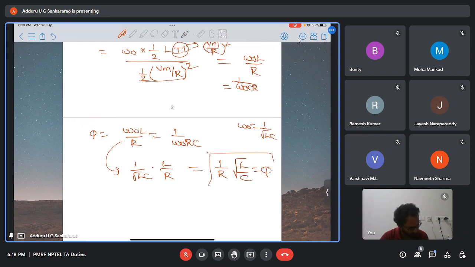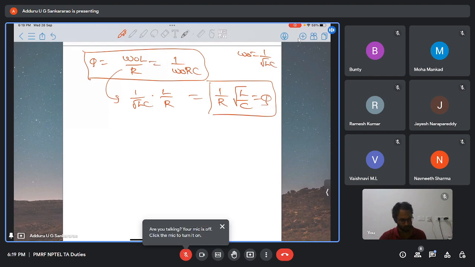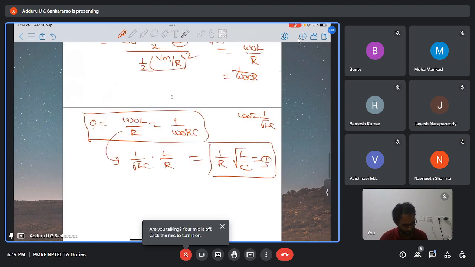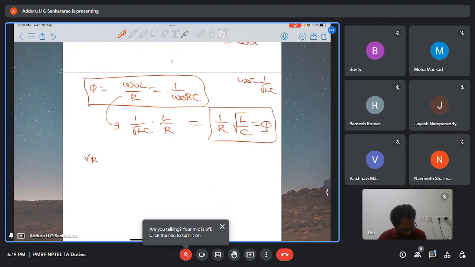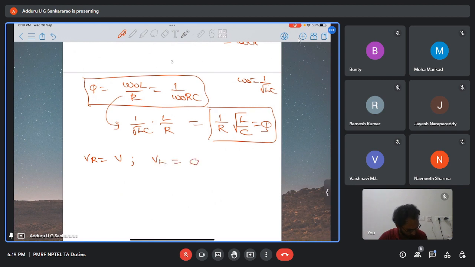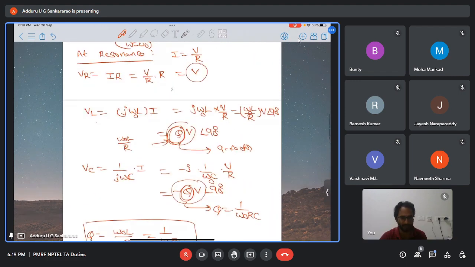So we have three different forms of Q: omega naught L by R, 1 by omega naught RC, and 1 by R root L by C. This is about Q. Now we will see, at resonance, what are the voltages? At resonance, V is the voltage of resistance, and inductor voltage is QV at an angle of 90 degrees, and the capacitor voltage is minus QV at an angle of 90 degrees. These things we have seen.